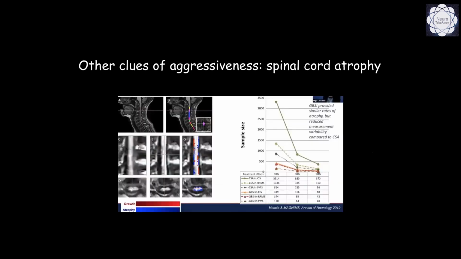Spinal cord atrophy is also important. Some papers show that it is more sensitive to the clinical deterioration of a patient than the brain lesions, but the problem is that we don't usually have the software to calculate spinal cord atrophy, and there are some issues about the normalization of this measurement.